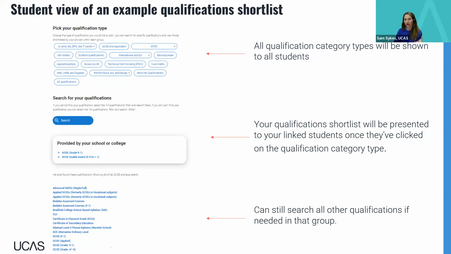But the best way to understand those changes, as I've said, is to go in and have a play with it and see where the categories are. But this is what a student would see. It doesn't supersede down at the bottom the options for students to search qualifications within that category. So if for whatever reason there isn't a qualification shortlist, this bit would not appear, but they would have the option to search manually for qualifications within that category group.